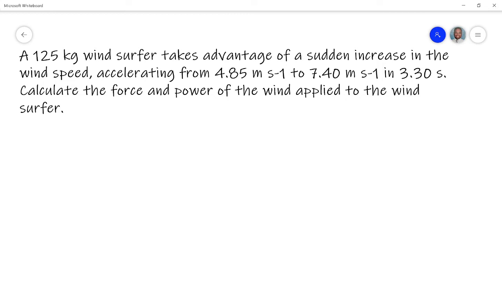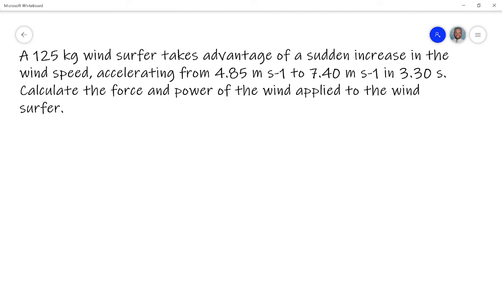power. Alright, so let's look at this question here and I'll read it out for you. A 125 kilogram windsurfer takes advantage of a sudden increase in the wind speed, accelerating from 4.85 meters per second to 7.40 meters per second in 3.3 seconds. Calculate the force and power of the wind applied to the windsurfer.